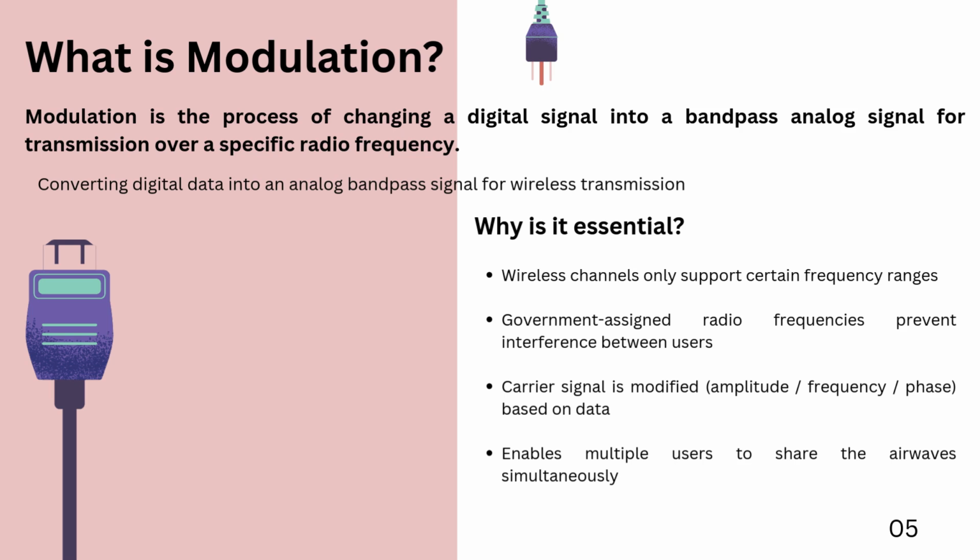What is modulation? Modulation means converting digital data into an analog signal that can travel over radio frequencies. This is very important because wireless systems operate only within certain frequency ranges, and these frequencies are regulated to avoid interference. In modulation, we use a carrier signal and change its properties based on the data. This allows efficient wireless transmission.